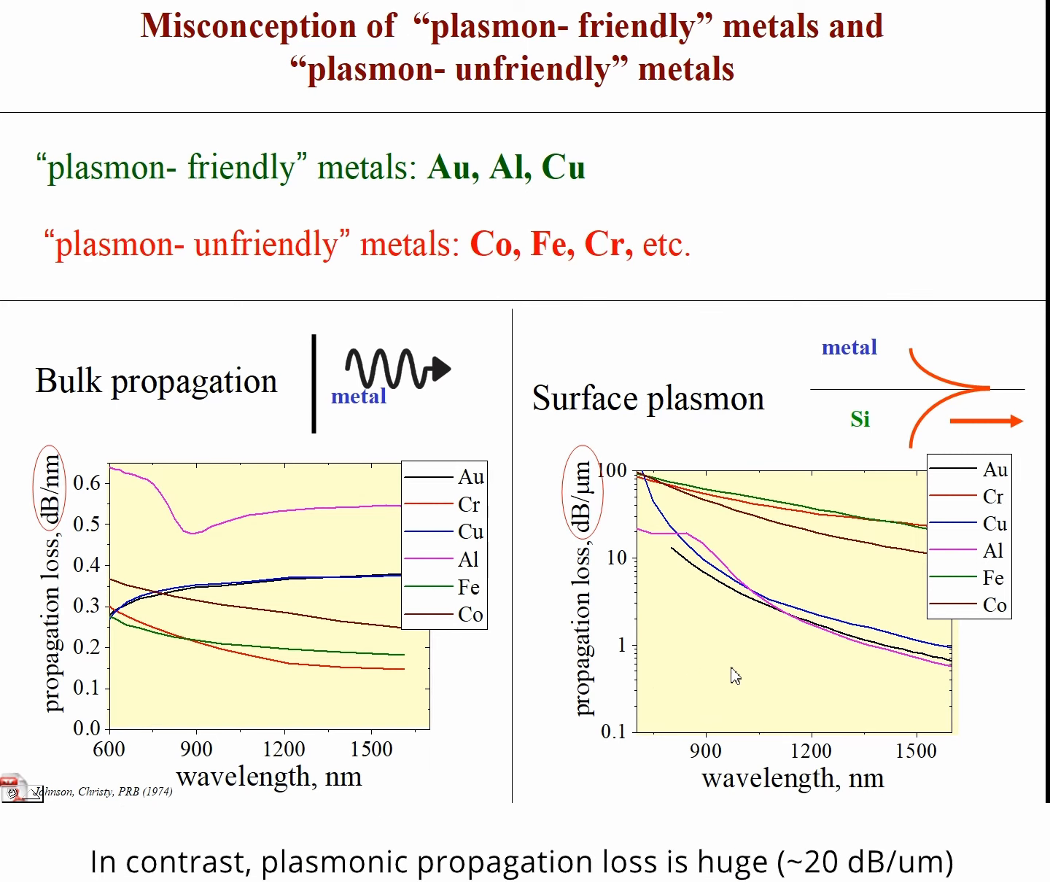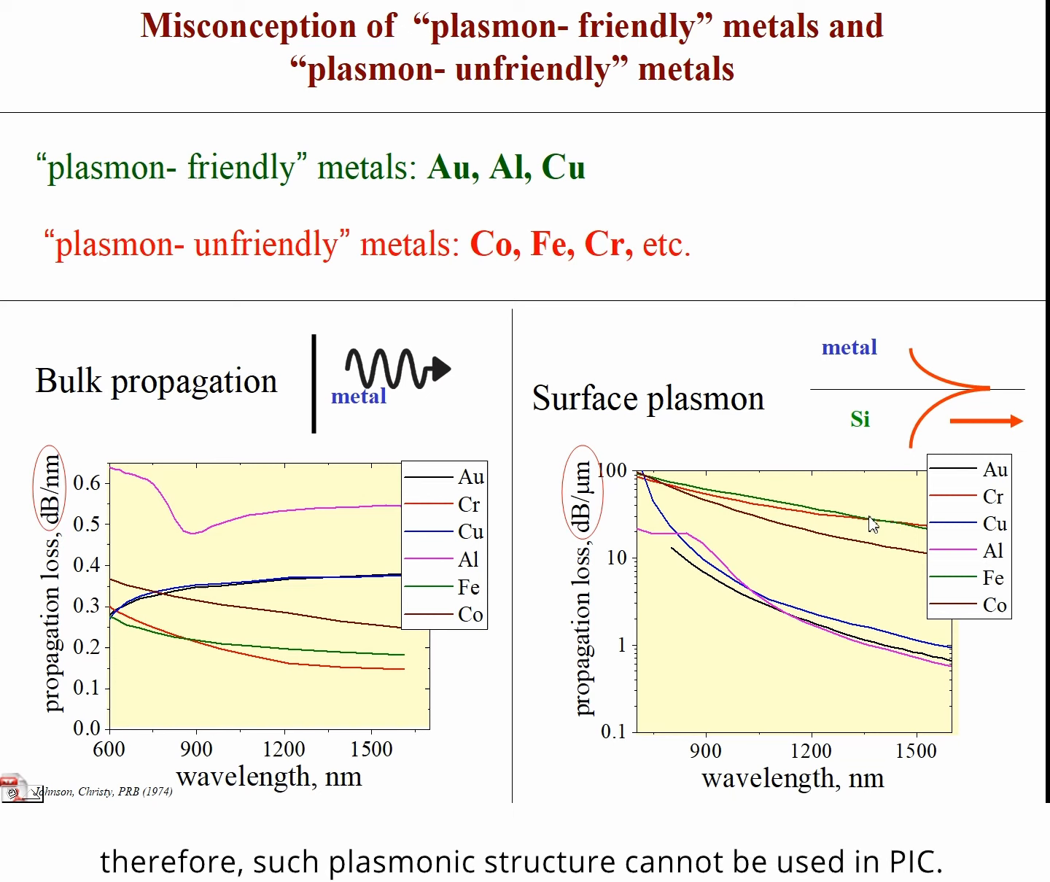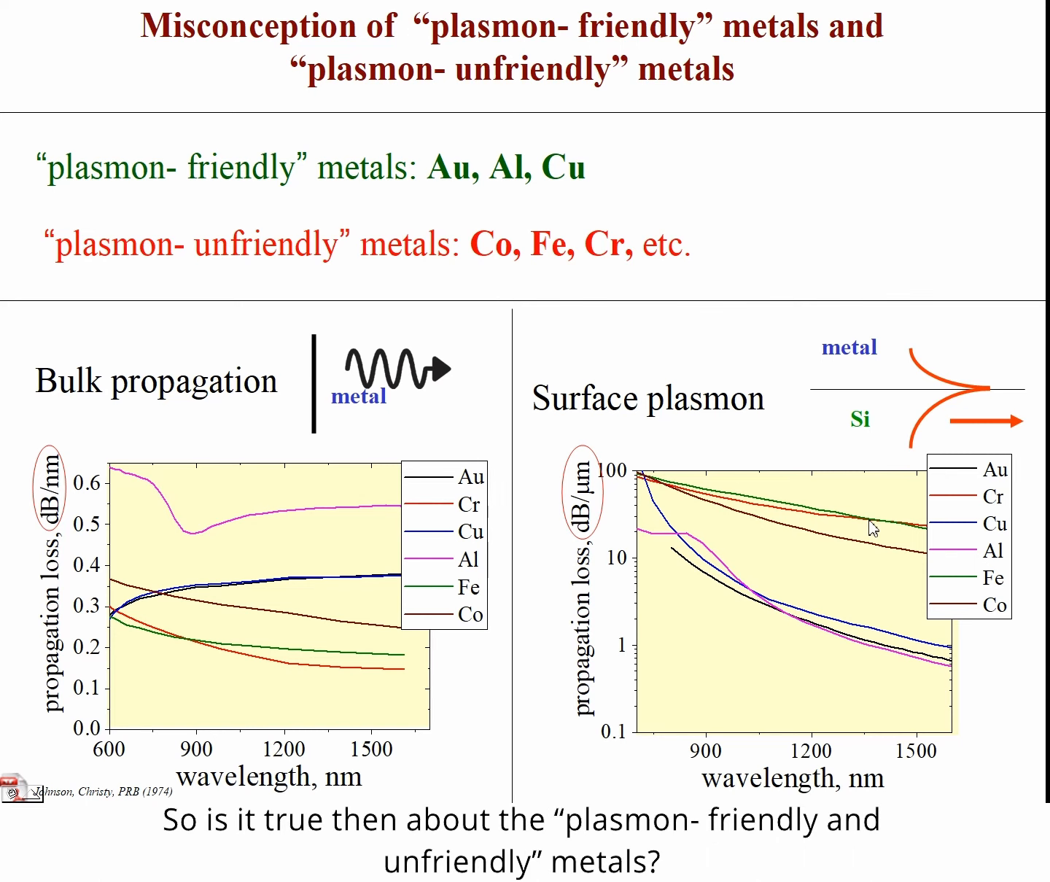In contrast, plasmonic propagation loss is huge, about 20 decibel per micrometer, in plasmonic structures containing iron, cobalt, and chromium. Even in a 1 micrometer long plasmonic device, nearly all light is absorbed in these metals, and therefore such plasmonic structures cannot be used in PIC. So, is it true then about the plasmon-friendly and unfriendly metals?